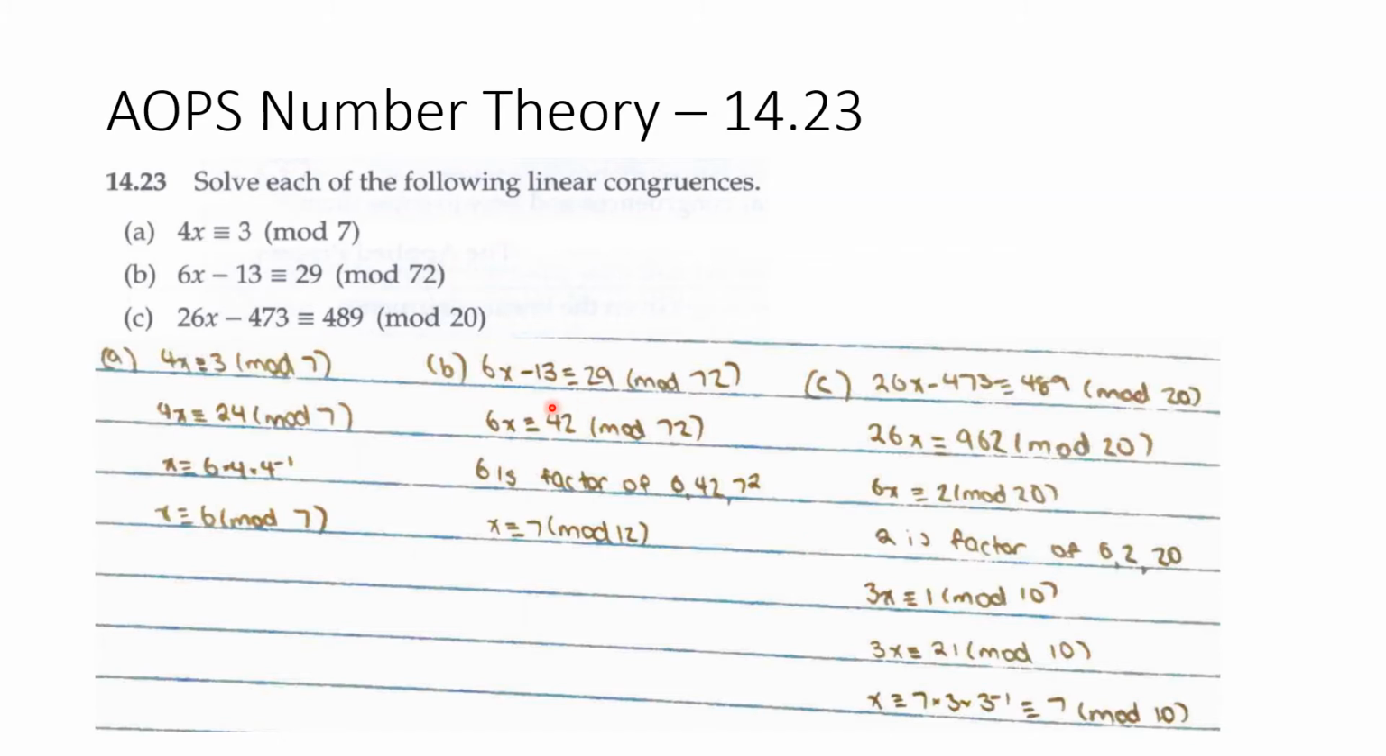C is 26x minus 473 is congruent to 489 modulo 20. If you add 473 on both sides, 26x is congruent to 962 modulo 20. So 6x is congruent to 2 modulo 20. Since 2 is a factor of 6, 2, and 20, that means 3x is congruent to 1 modulo 10. So 3x is congruent to 21 modulo 10, because we add 20 on both sides. So x is congruent to 7 times 3 to the power of negative 1, which is congruent to 7 times 1, which is congruent to 7 modulo 10.